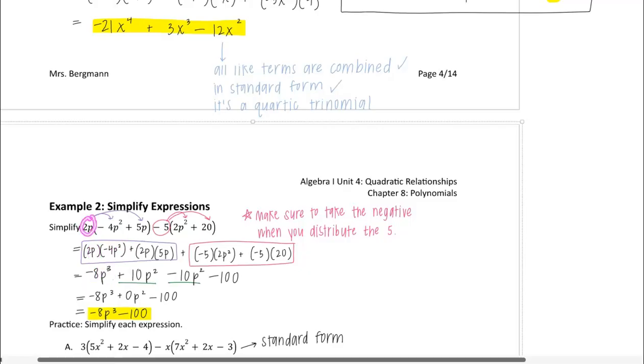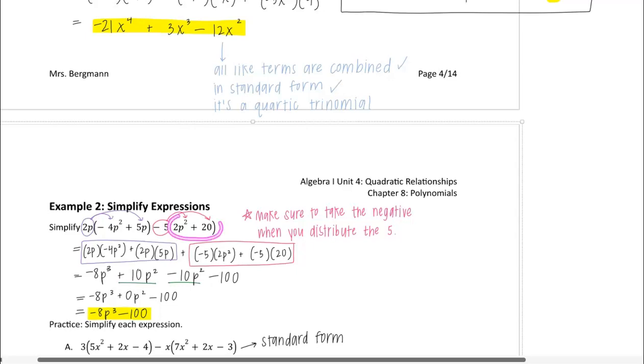Next is 2p times 5p. So 2 times 5, that's how I get 10. P times p, that makes p squared. That is the end of that parentheses. So now I'm going to move on to the next set of parentheses.